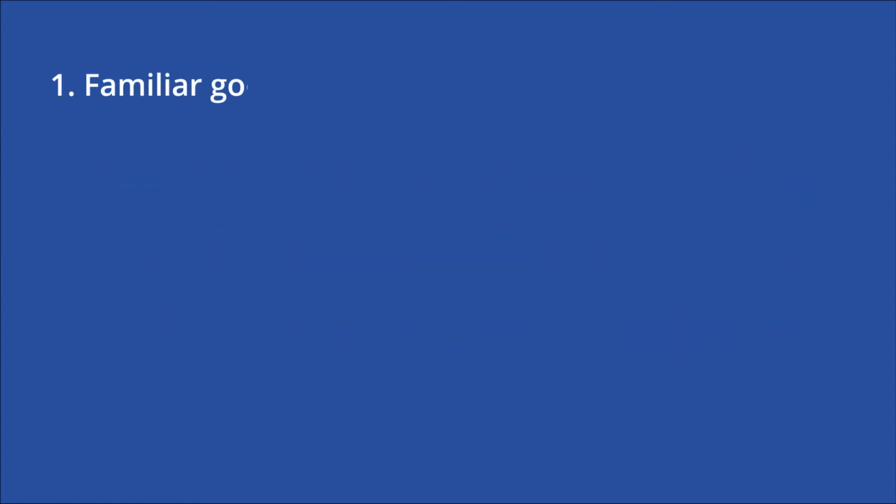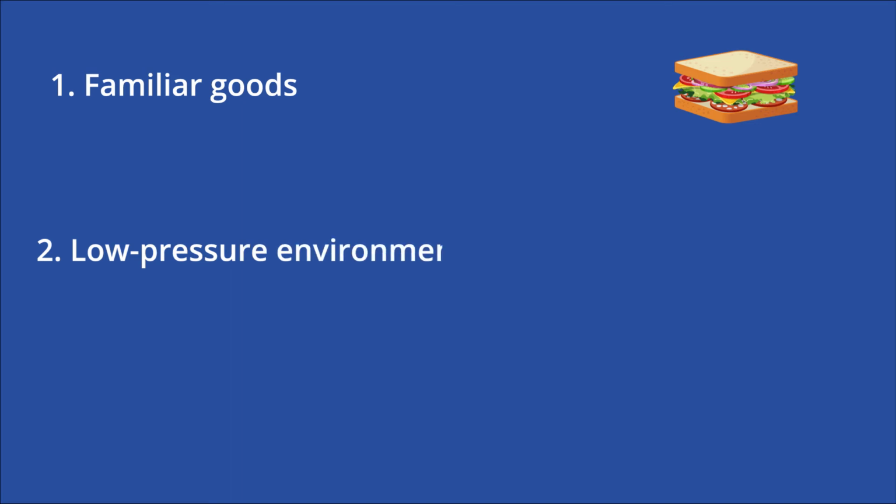First, if the good is something that the consumer has purchased before or has prior knowledge about, choice overload can be negated. For example, even if someone has never been to a particular sandwich shop, the parts of a sandwich aren't new to them. Second, goods that are purchased in a low-pressure environment lower choice overload.